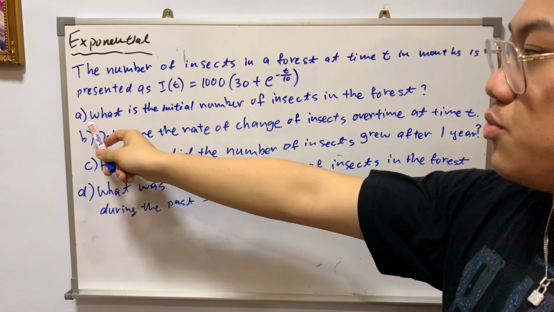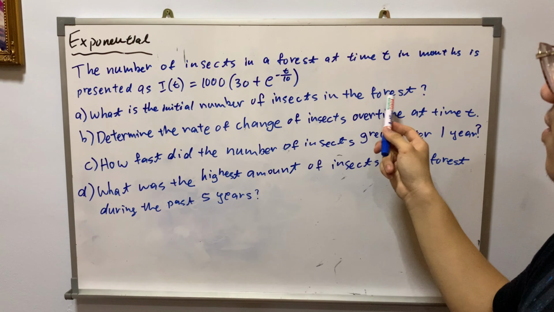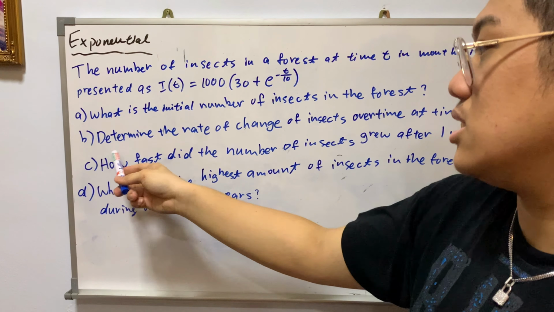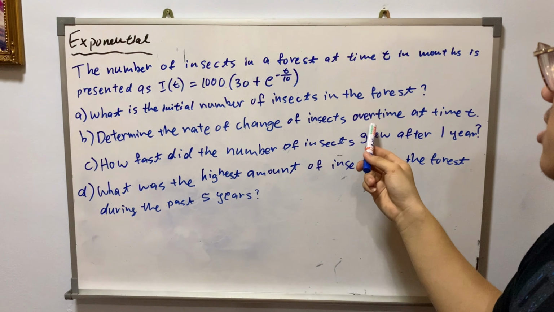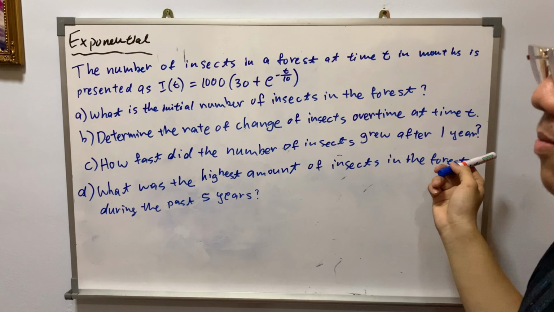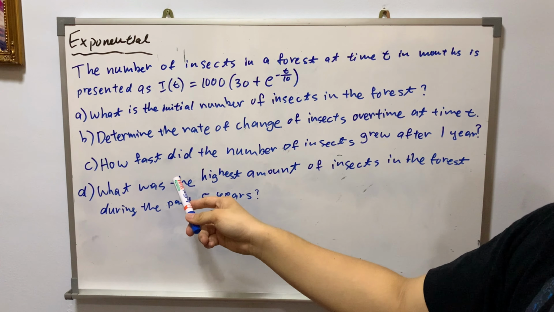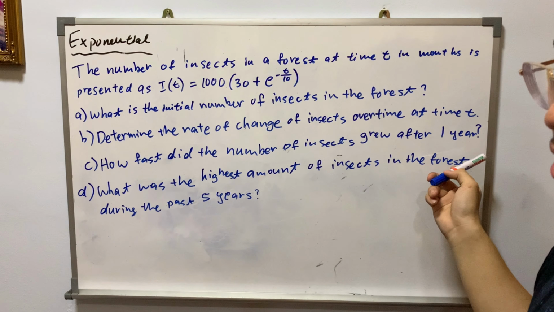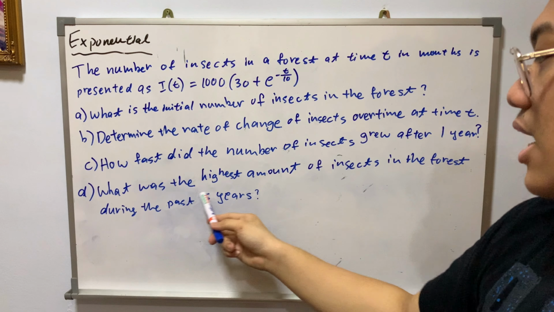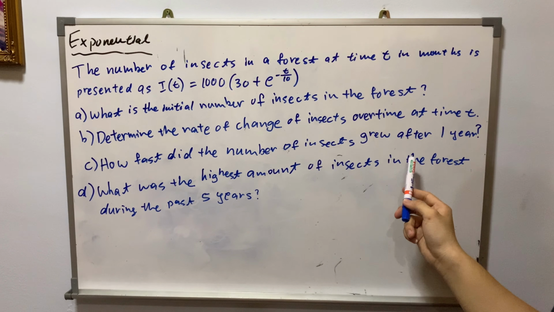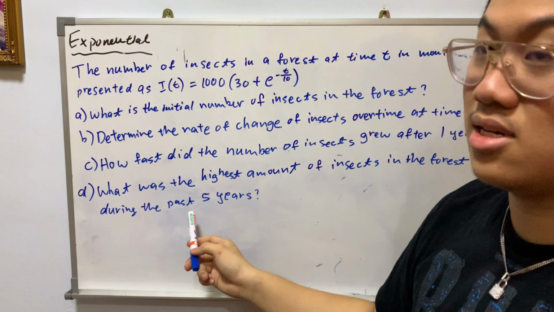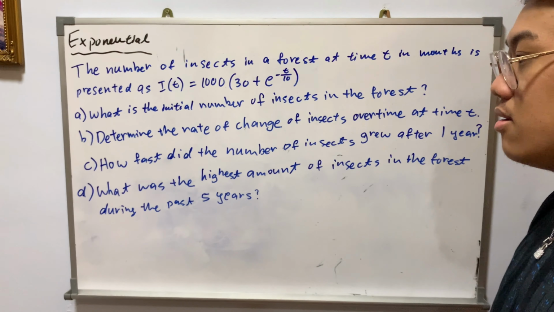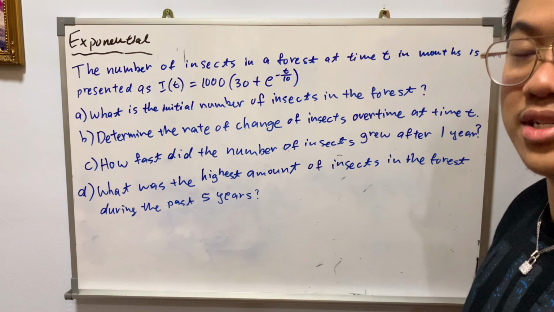A is what is the initial number of insects in the forest. B is determine the rate of change of insects over time at time t. C is how fast did the number of insects grow after 1 year. D is what was the highest amount of insects in the forest during the past 5 years. Feel free to pause and copy the questions.